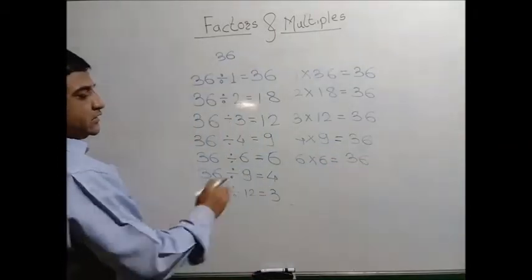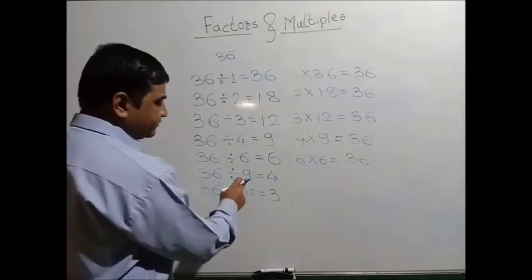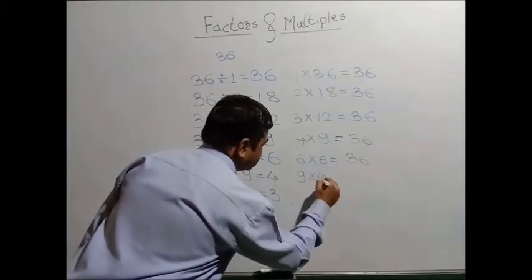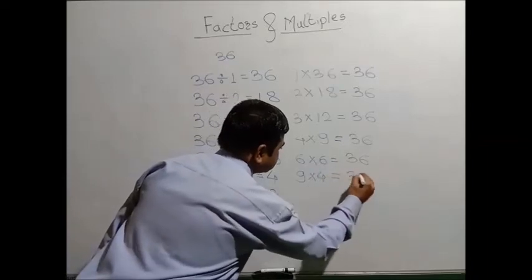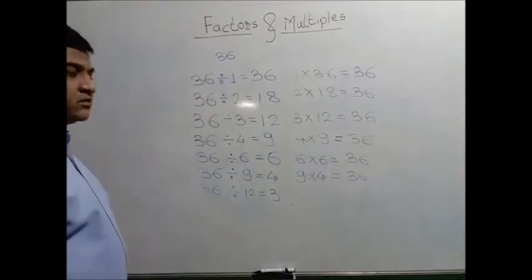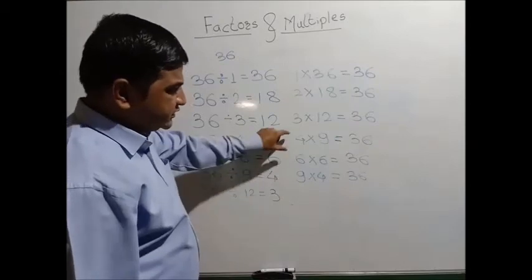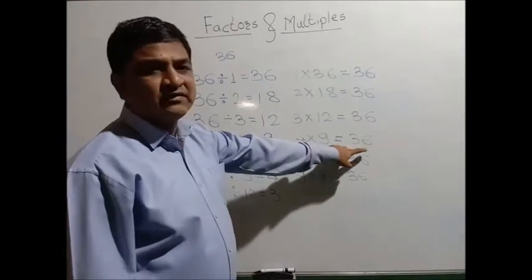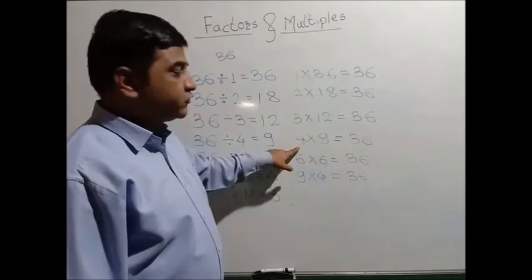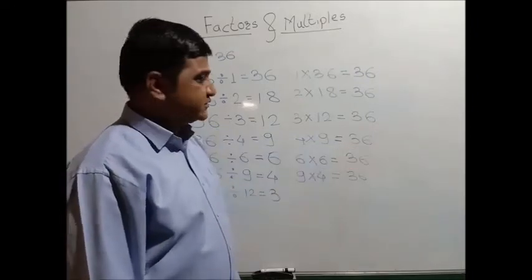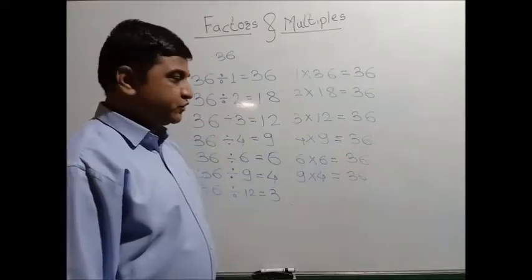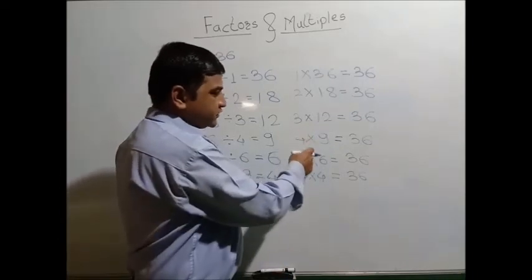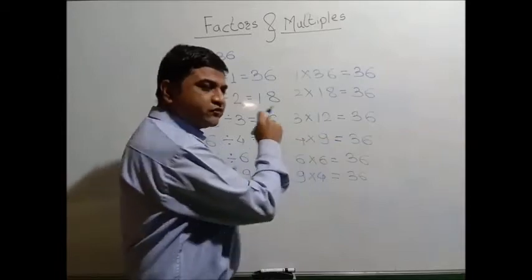Okay, now if I go for the next thing, I will take 9 for 4 times. Is it 36? Yes. But can you see here that 4 is multiplied with 9 and I will get 36. Means if I take 4 for 9 times, I will get 36. As multiplication is commutative, it means we can change the position of the numbers from first to second and second to first.